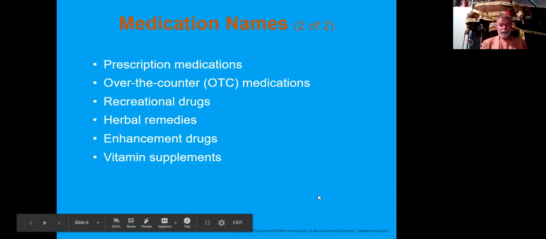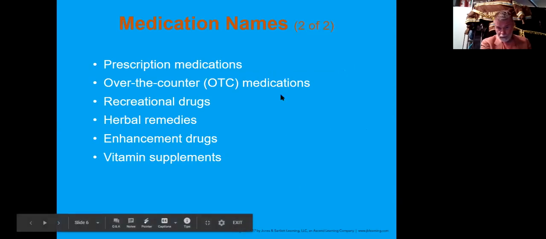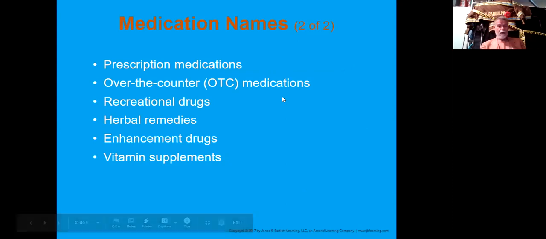So medication names, prescription. So prescription's pretty easy. Here's my script. Pharmacist gives me my medication, right? But that comes specifically from a physician. There are also over-the-counter medications. In this lovely time of year, if you're dealing with allergies, you may have to buy the Advil cold and sinus, something that is required to come over the counter, but you still have to sign your life away and promise you're not going to make meth. Okay, but that's an over-the-counter medication.